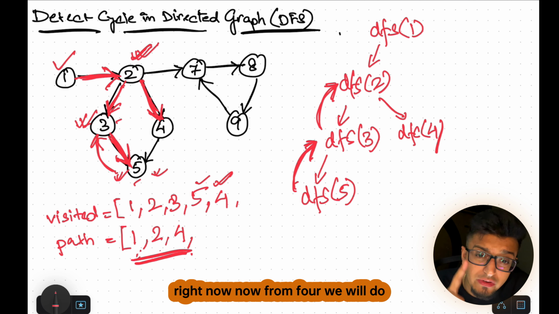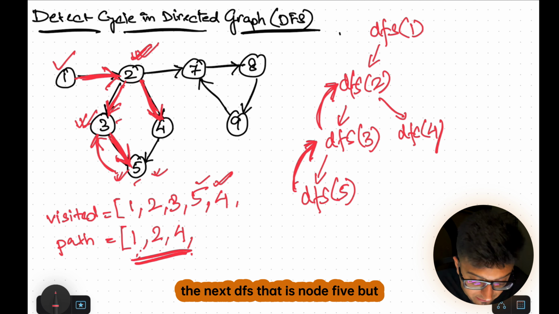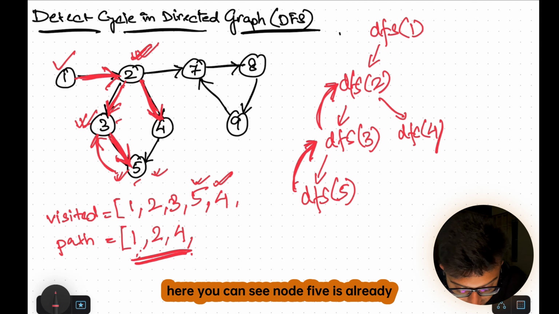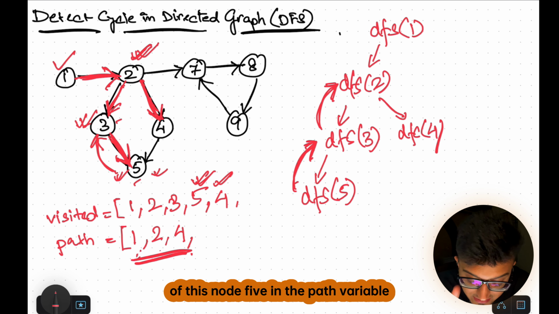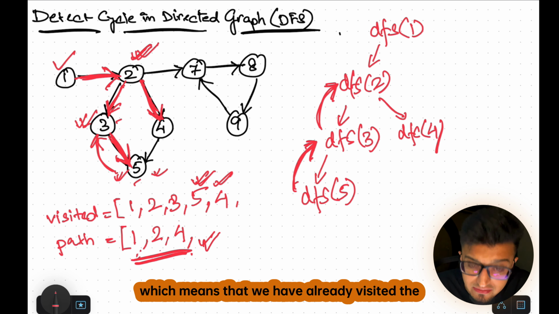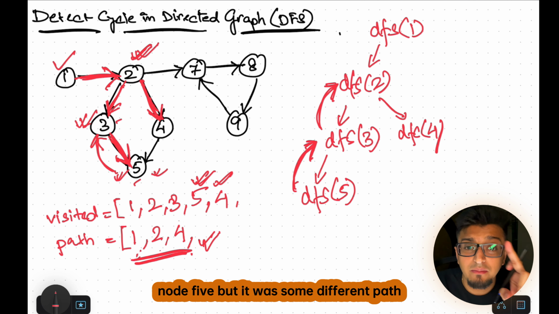Now from 4 we will do the next DFS, that is node 5. But here you can see node 5 is already marked as visited and there is no entry of node 5 in the path variable, which means that we have already visited node 5, but it was in some different path.